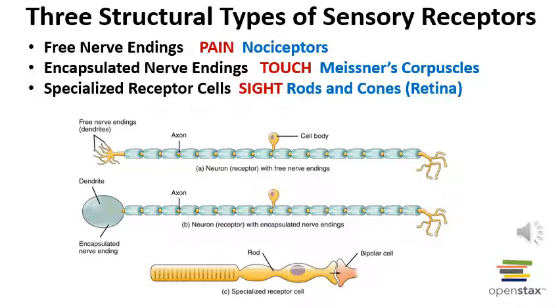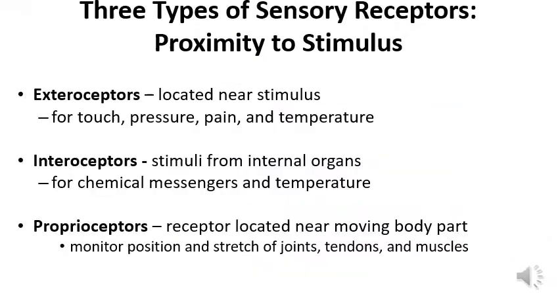Then there are encapsulated nerve endings like Meissner's corpuscles, which you should be familiar with in context of skin anatomy. And then finally, specialized receptor cells like photoreceptors that are going to be involved in vision or sight, for example, rods and cones found in the retina of the eye. So we can classify sensors into three basic types in terms of more or less what they look like.